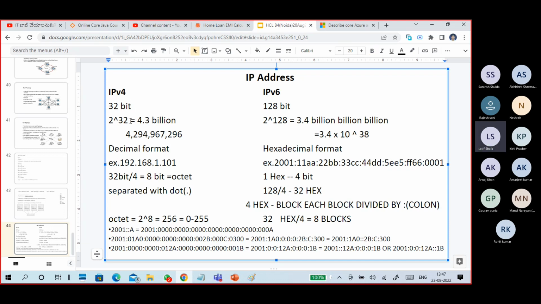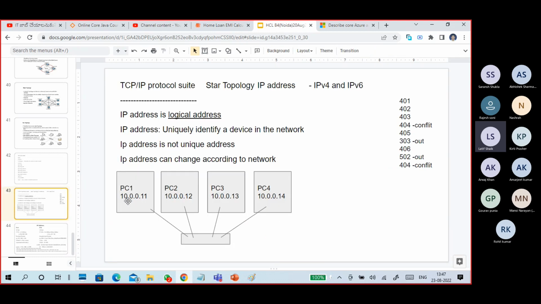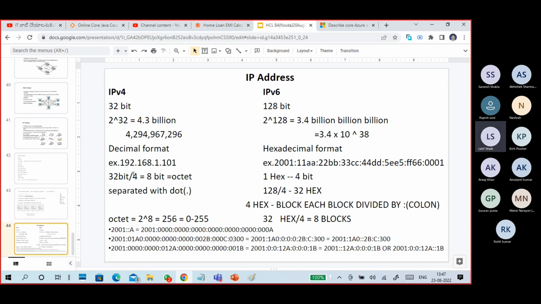IPv4 is 32-bit. 2 to the power of 32 is 4.3 billion IP addresses. IPv4 is represented in decimal format. An example is 192.168.1.10. You can also see here I have written IPv4 10.0.0.11. That is also an example.